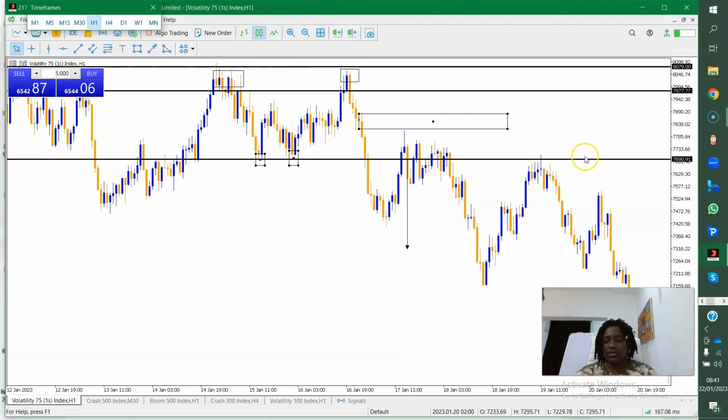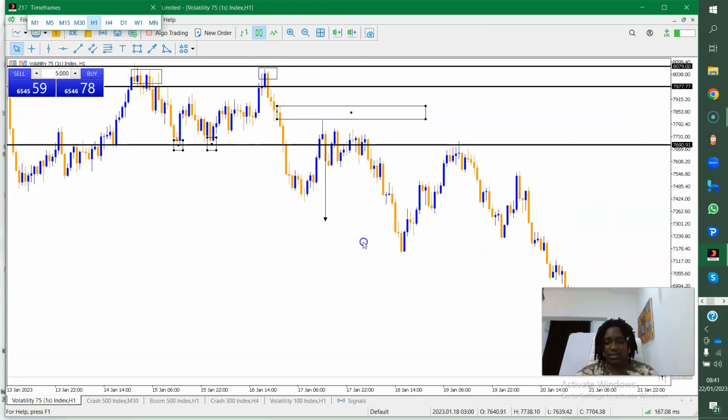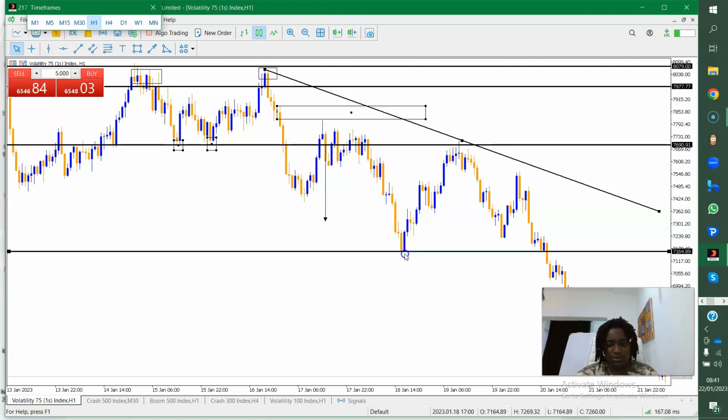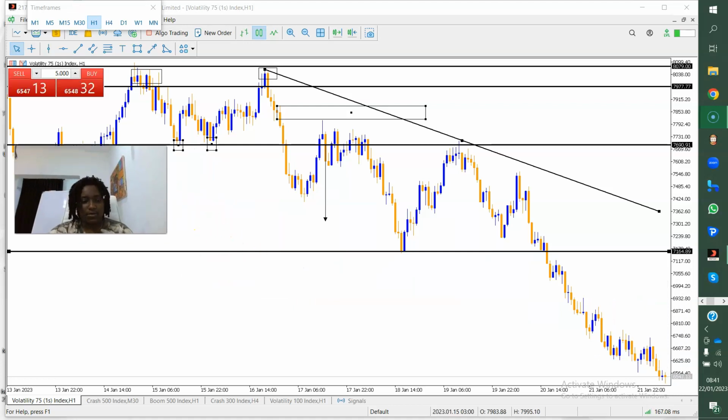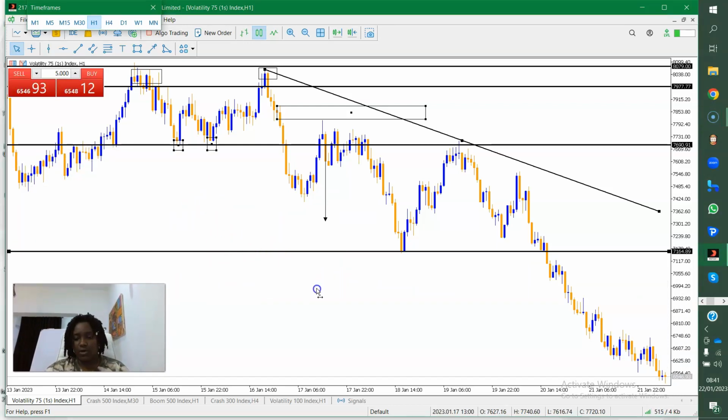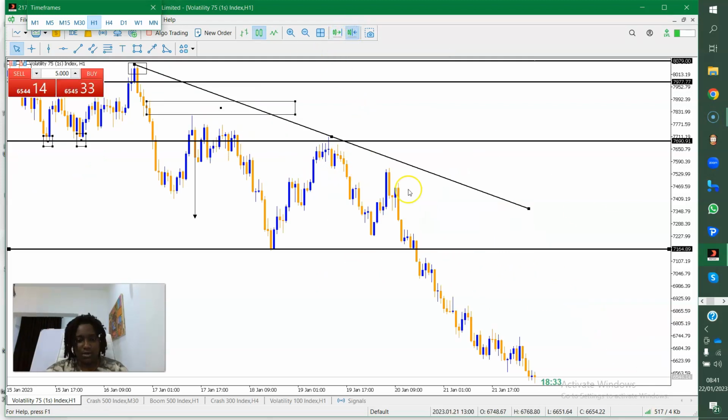So let's see if we can see other interesting things in this chart. So far what I know is the market has just been going bearish. I'll be able to mark out very interesting zones. So I'll just move this right here. I'll be able to mark out very interesting zones here. So marking out this area now.